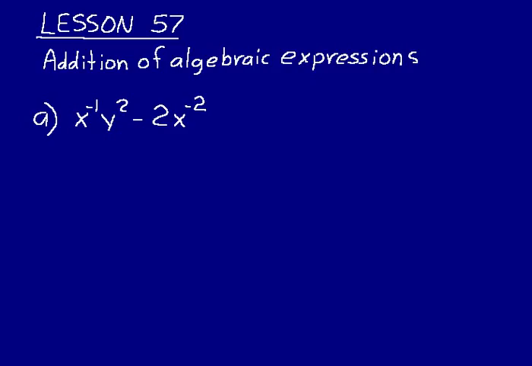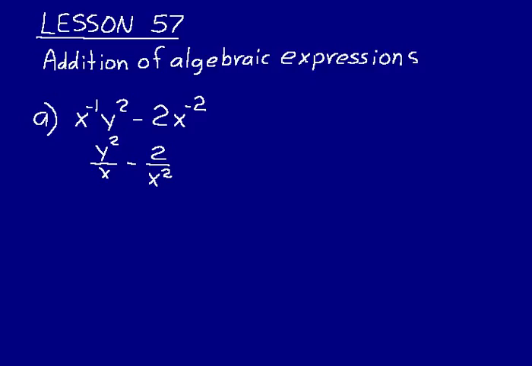I want you to add those two terms together, x to the minus 1 y squared minus 2x to the minus 2. Well, you might think, well, I really can't do any addition there, but you can, because you have those negative exponents which you can change to positive exponents, and then you'll end up with fractions. Then you can add them together and get one common denominator. So let's just rewrite this with the exponents positive, y squared over x minus 2 over x squared.